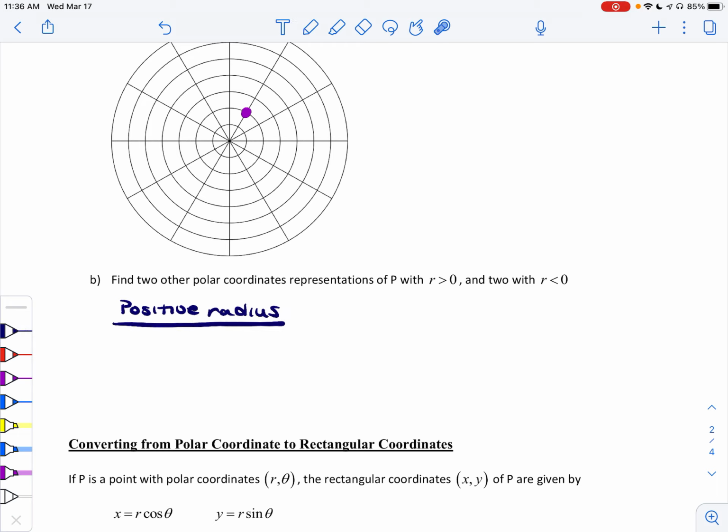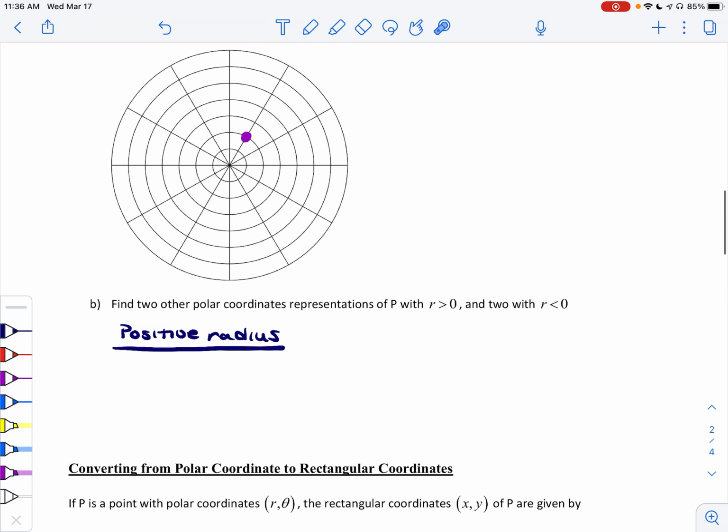Okay. So we're always trying to make sure we get back to this exact same point. If we're looking for different ways to write this point with a positive radius, that means we're going to have a radius of 2, no matter what, that can't change. And we're basically just thinking of different angles that are coterminal with pi over 3.